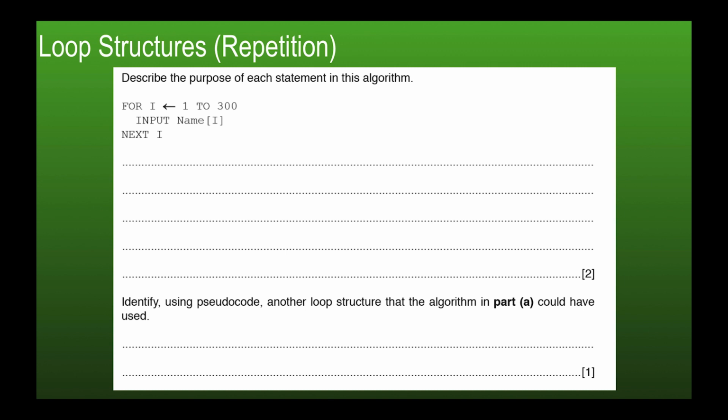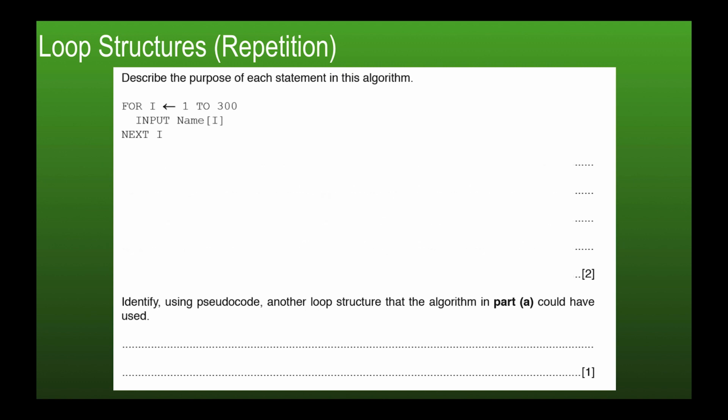Okay, here we're going to talk about some loop structures, and this asks you to describe the purpose of each statement in this algorithm. It is good practice to learn the key vocabulary for your loop. So let's start first of all with this for loop, which only has 3 lines, and we can describe this quite easily.